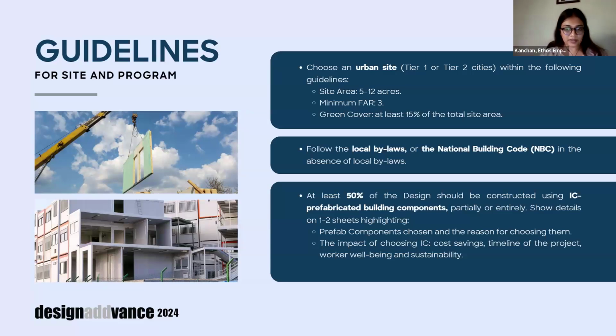At least 50% of your design should be constructed using industrialized construction, prefabricated components, partially or entirely. And you can show these details on 1 to 2 sheets, like which components you've chosen and why you've chosen them, and how it has impacted your design process, and how it will impact the actual life of the building.